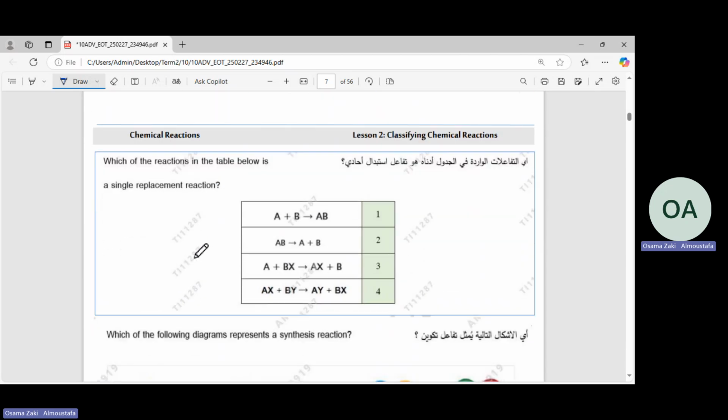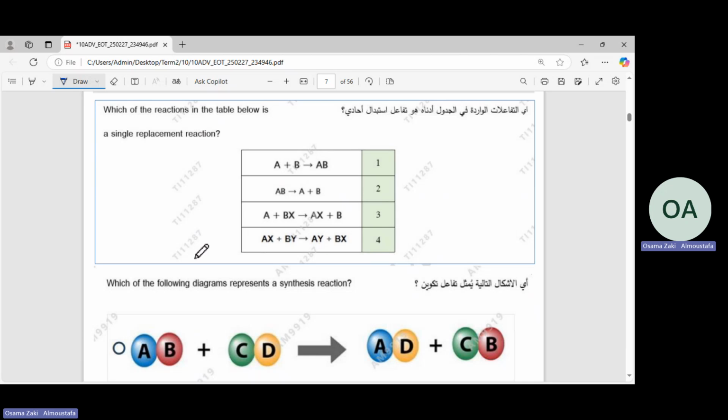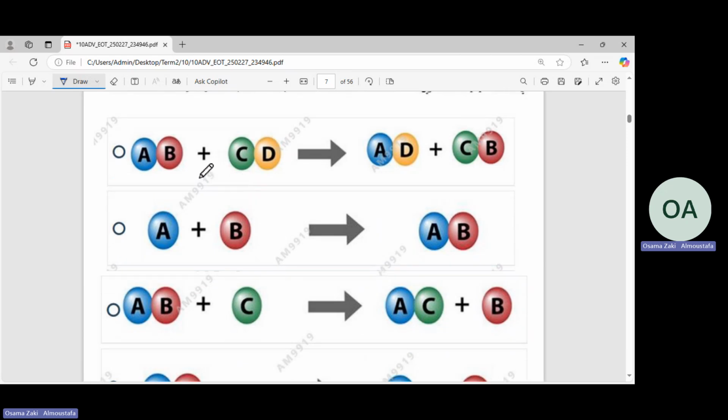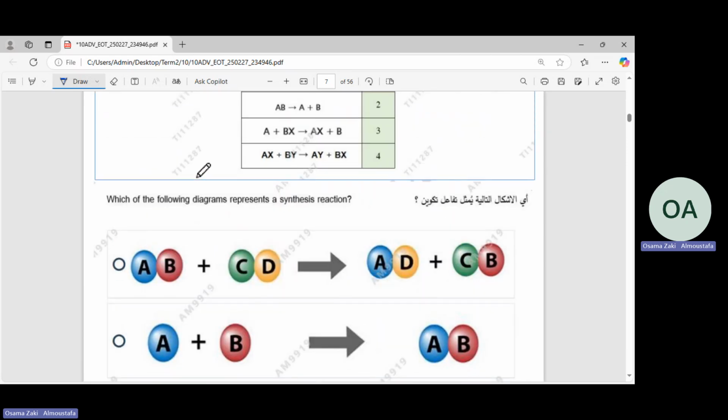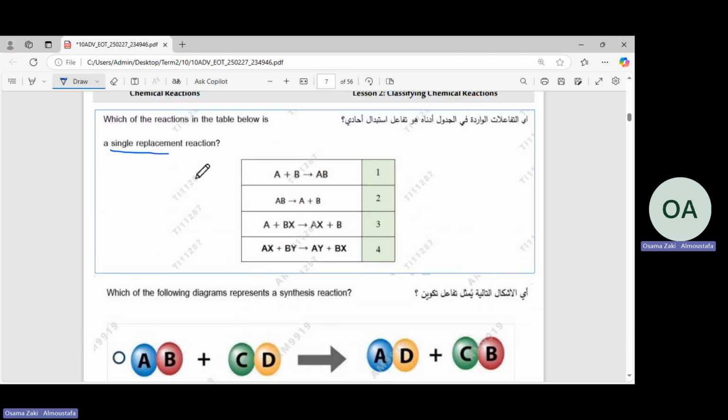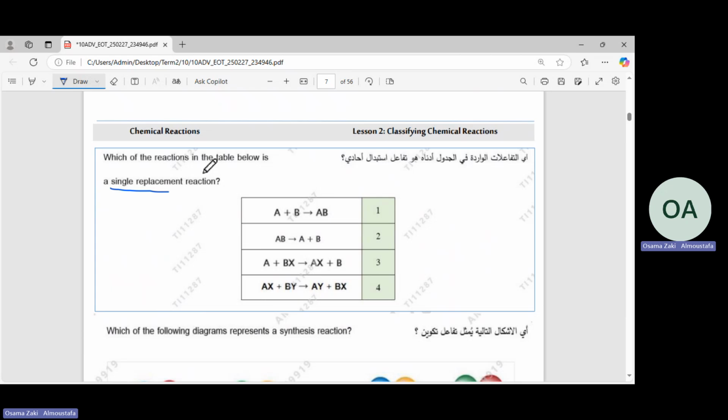Next question. Which of the following reactions on the table present a single replacement? Single replacement. So as you see here, we have some evidence. We have 4 main types of chemical reactions in our curriculum. The first one is the synthesis reaction, which means there's a combination between 2 or more substances to produce only one. The second one is decomposition, which is the opposite of synthesis. So there's one material which breaks down into 2 or more.